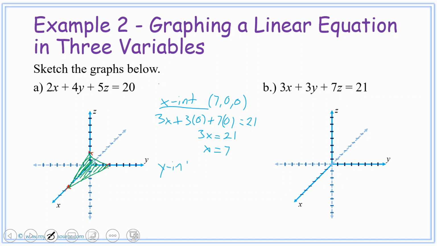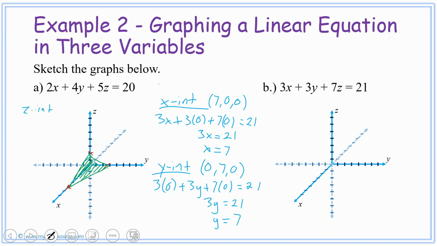For the y-intercept, we just set everything else equal to 0 except for the y. So we have 3 times 0 plus 3y plus 7 times 0 equals 21. We will be left with 3y equals 21, and therefore dividing both sides by 3, y will also be 7, and we have 0, 7, 0. Then the last one, utilizing this space over here on top in the coordinate grid of part A, our z-intercept is going to be setting everything else equal to 0.